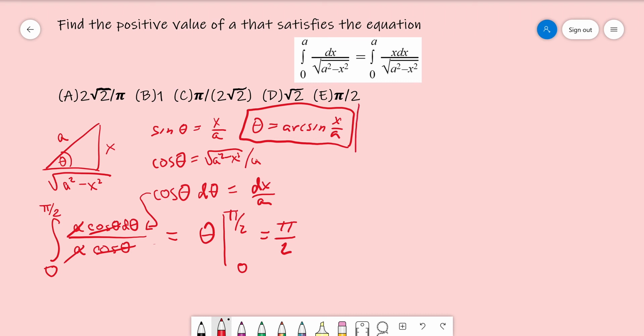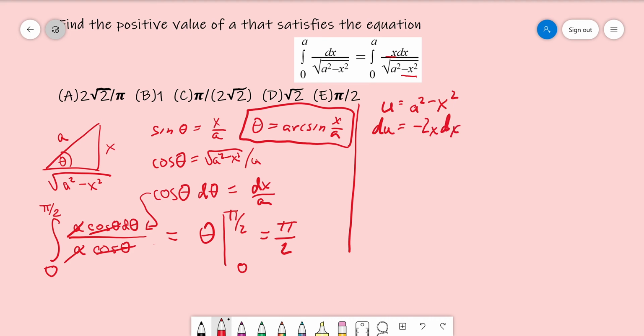Now let's move on to the right side. This one's a little bit easier because you can just do a substitution. You see this, you've got an x squared down here and an x up here, so that should scream out substitution. So if we substitute u equals a squared minus x squared, then du is going to equal negative 2x dx, which is good because then the x's cancel out.